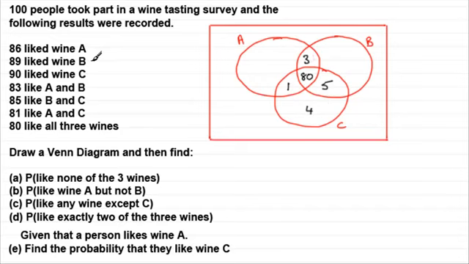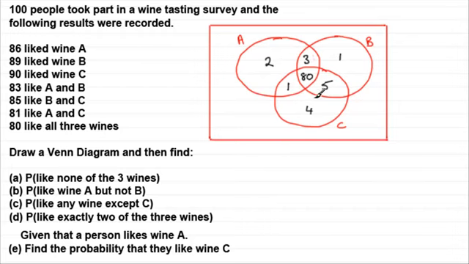89 like wine B? Well, we've got so far 85 and another 3 is 88. All of this is wine B. So what have we got left to bring this up to 89? Just one more person. And finally, well, I say finally, it's not quite actually, as you'll see in a moment, but 86 like wine A. Okay, so we've got wine A here, 86, so we've already got 83 and one more, 84, so that leaves us with 2 just liking A.